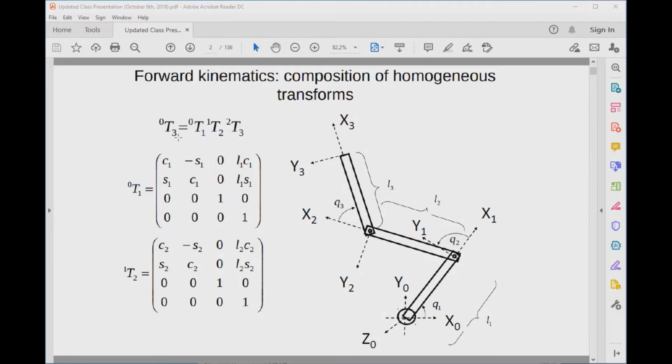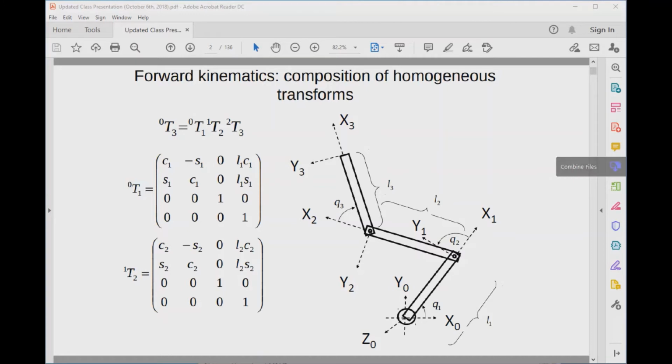Okay, so once you have all these homogeneous transformations, T01 is obviously the mapping between frame 0 and frame 1. T12 is the mapping between frame 1 and frame 2. T23 is the mapping between frame 2 and frame 3. You can basically multiply all of these together, and then you can end up with T03, or you can get T02, etc. Okay?